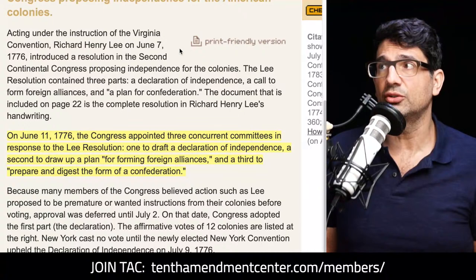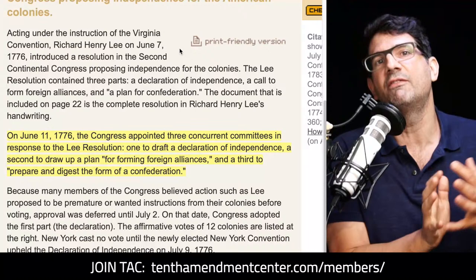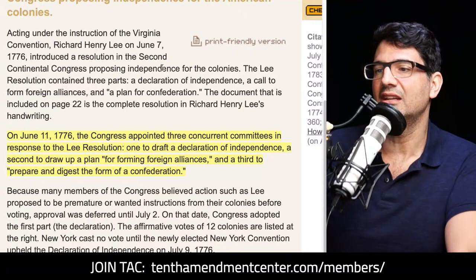So the Lee Resolution was serious business. It was only an initial debate on it. It hadn't even passed. And they're like, well, this is something we're definitely going to work on. So let's get some committees and propose, debate, and vote on each of these three things in this resolution that came from the 5th Virginia Revolutionary Convention in May of 1776.